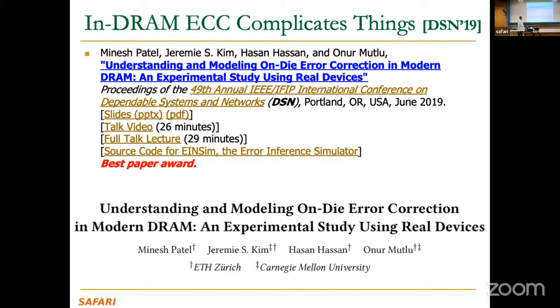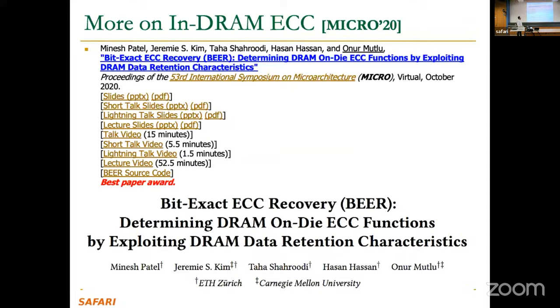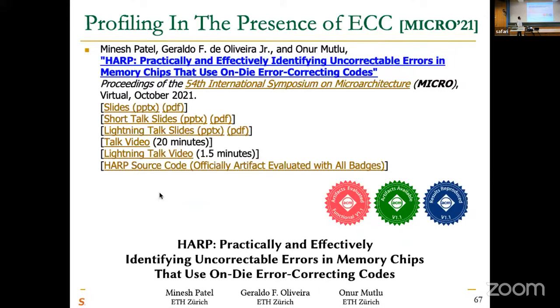The first one is this, Understanding and Modeling On-Die Error Correction in Modern DRAM. This was published in DSN in 2019, and it got the best paper award. Another one is BEER, Bit-Exact ECC Recovery. This is a more systematic and efficient way of doing the ECC identification. It was published in MICRO 2020, and it also got the best paper award. And I guess the latest paper on this topic from him is HARP. This is a more practical and effective way of identifying uncorrectable errors in memory chips in the presence of on-die error correcting codes.